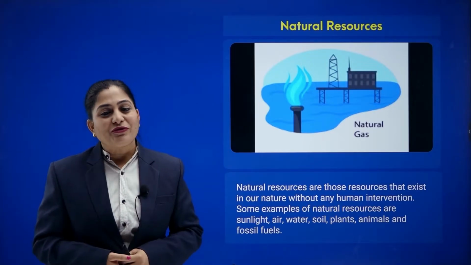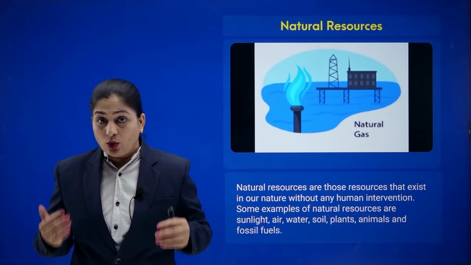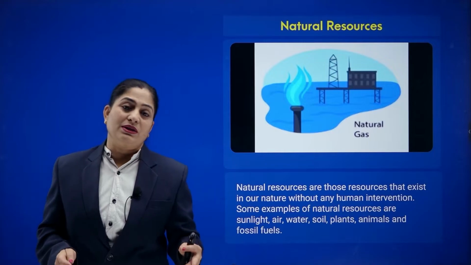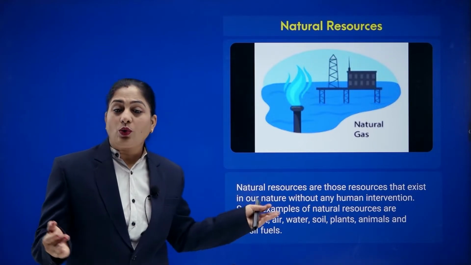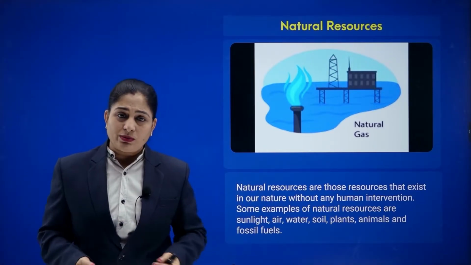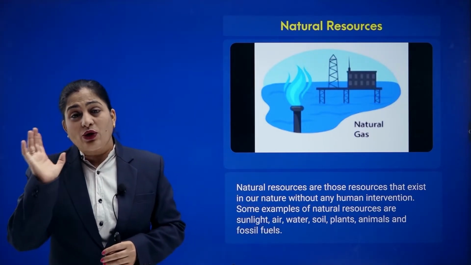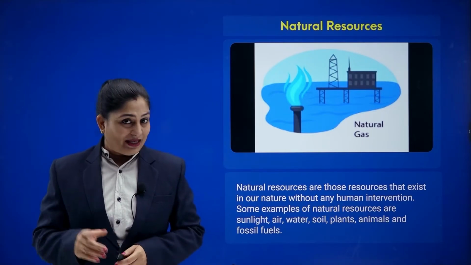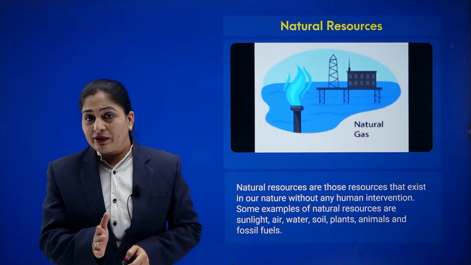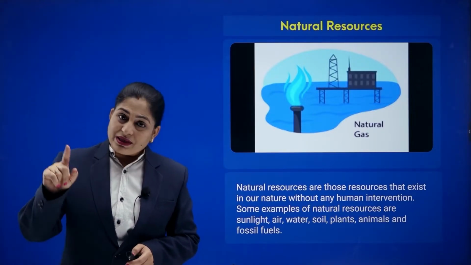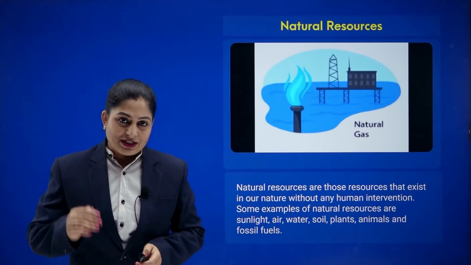Let us see what these types of resources are. Some examples are sunlight, air, water, soil, plants, animals and fossil fuels. You all know about sunlight, air, water, soil, plants, animals. We'll discuss more about fossil fuel, but after seeing all these examples, now it should be a little bit clear to you what natural resources are. The very first thing, I have been repeating again and again, is that natural resources are present in nature. From natural we have nature. So these are the substances present in nature.